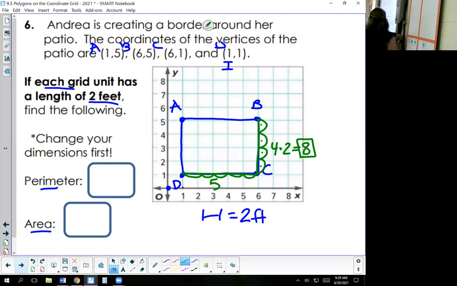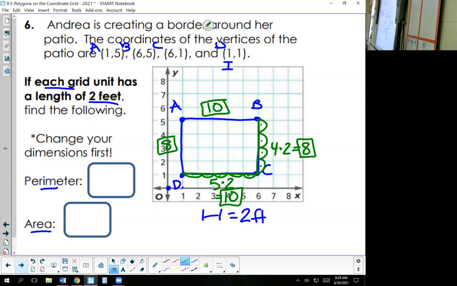I'm using this one now. This is 2, 4, 6, 8, 10, or I can multiply this by 2 and I get 10. So that means this is 8 and this is 10 because it is a rectangle.